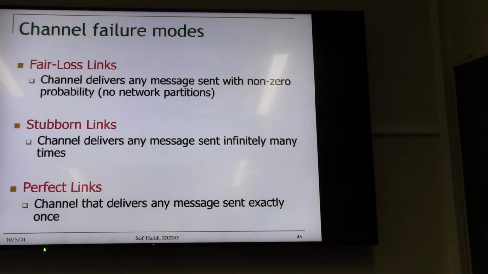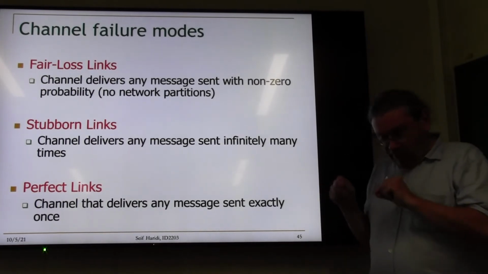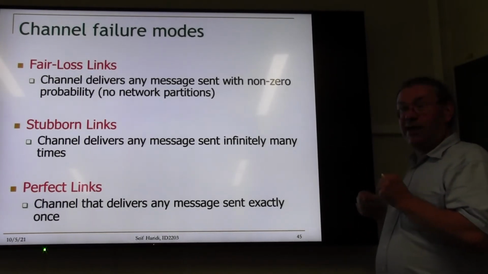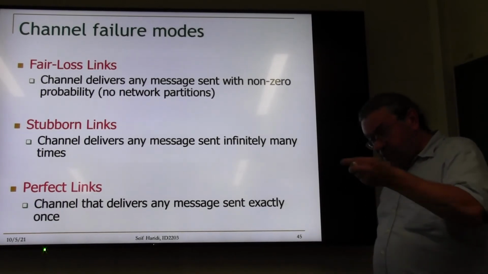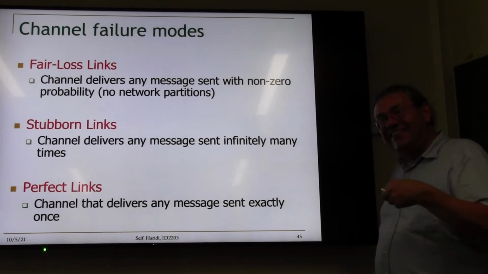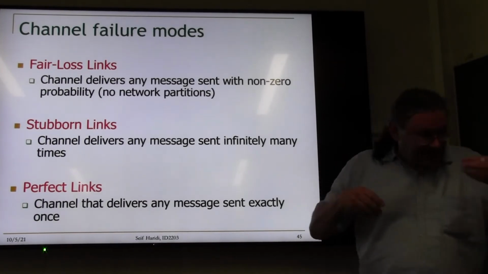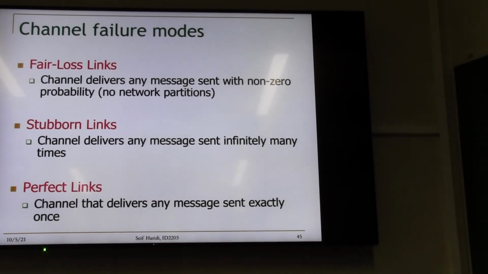Yeah? Can you describe the difference between fair loss and stubborn links? I don't see the difference. Fair loss: I send a message, it either arrives or it does not arrive. Stubborn link: I send a message and it arrives an infinite number of times. It's coming and it never stops.